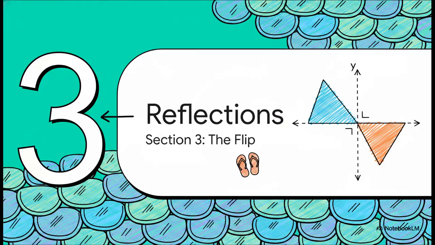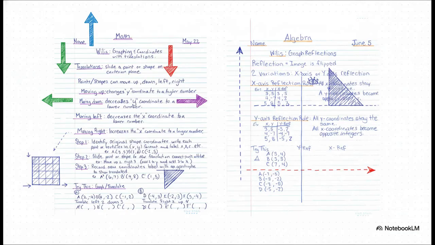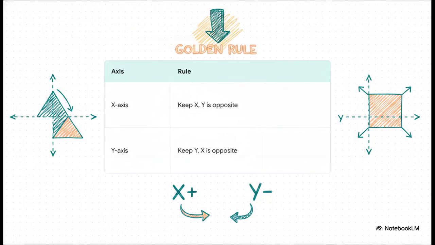Fantastic work. Section 3, Reflections. The flip. Let's draw a pretty stark boundary between our two core concepts here. While translations just slide a shape around, reflections act exactly like a mirror. You're taking the shape and flipping it entirely over a specific axis, creating a perfect mirrored image right on the other side. And here is the absolute golden rule for reflections.